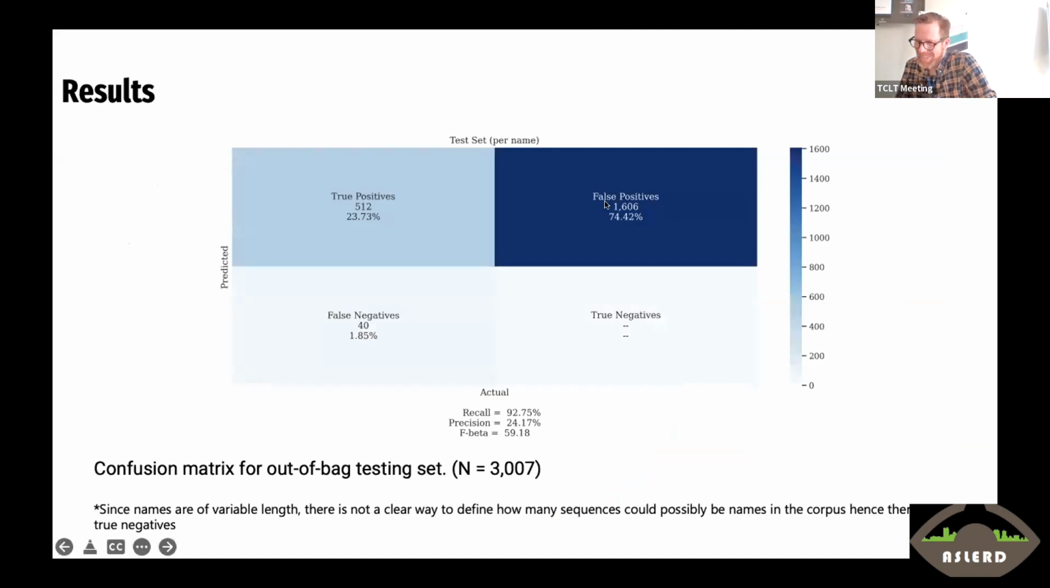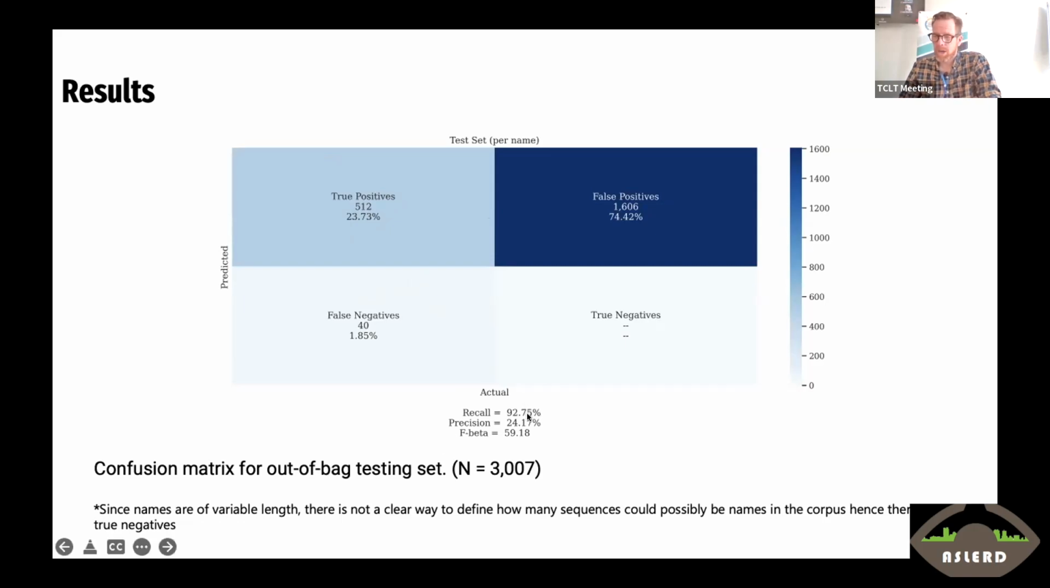We do pretty well. What we're looking at here is the true positives. We want to get as many of those correct as we can. Notice that we have a whole lot of false positives and fewer false negatives. We have no true negatives here because the names are a variable length, so we couldn't really define how many sequences there are. Our recall was 93%.